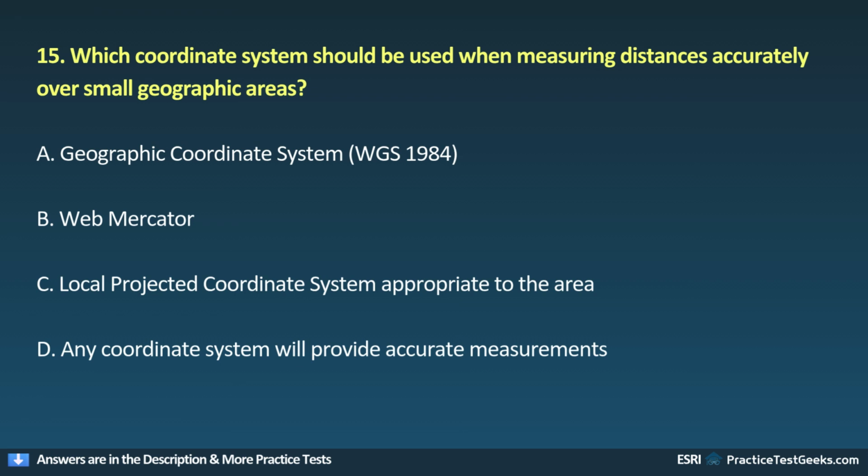15. Which coordinate system should be used when measuring distances accurately over small geographic areas? A. Geographic Coordinate System, WGS 1984. B. Web Mercator. C. Local Projected Coordinate System appropriate to the area. D. Any coordinate system will provide accurate measurements.